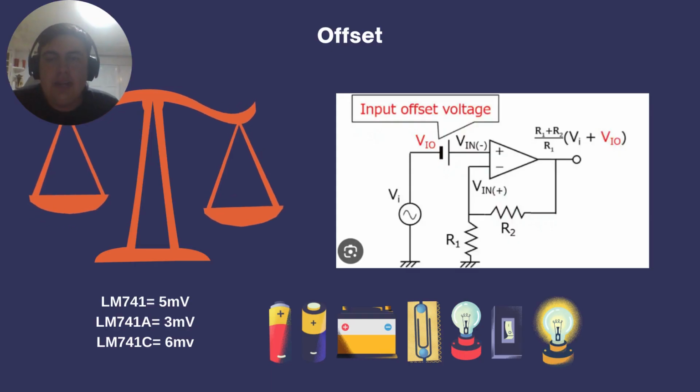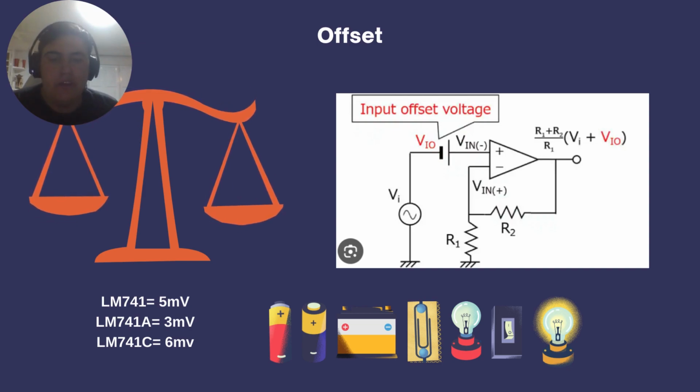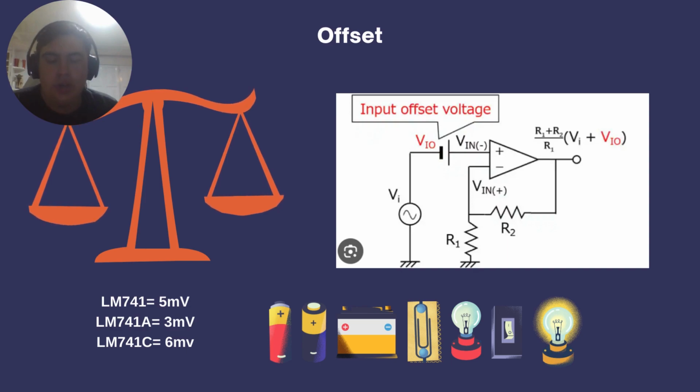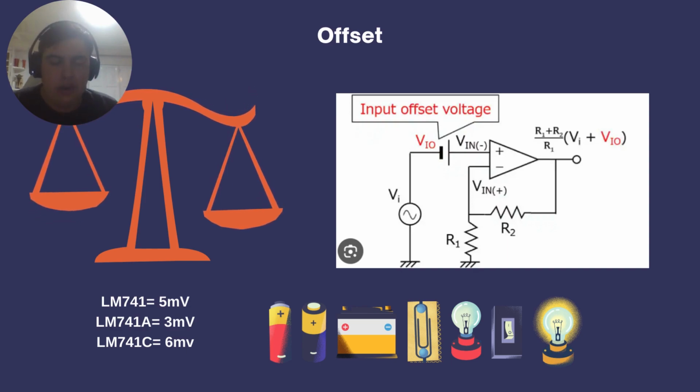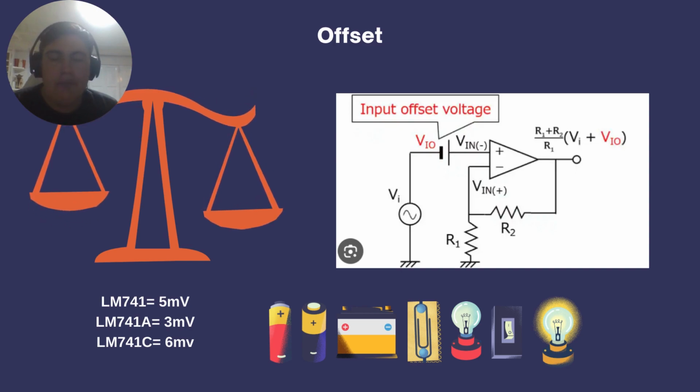We're going to start by explaining the offset, which can be compared with a balance. Imagine that you have a perfect balance scale. Ideally, it should rest perfectly centered when empty, but in reality, there might be a slight imbalance. Similarly, it happens in op-amps.